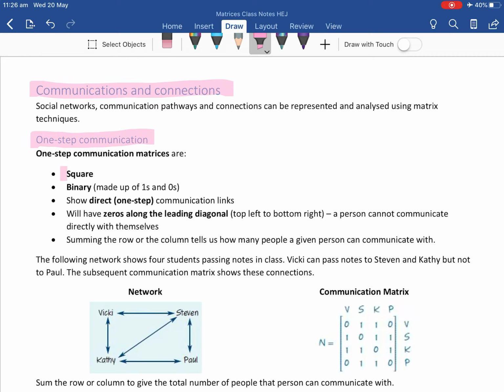The matrices for a one-step communication are square, okay, so that means the rows and columns are the same. Binary means the only numbers that can be in there are ones and zeros. They show direct one-step communication links, which will make more sense in the example. It will have zeros along the leading diagonal, because a person cannot communicate directly with themselves. Otherwise you'd probably be a little bit crazy. And if you sum the row or the column, it'll tell you how many people a given person can communicate with.